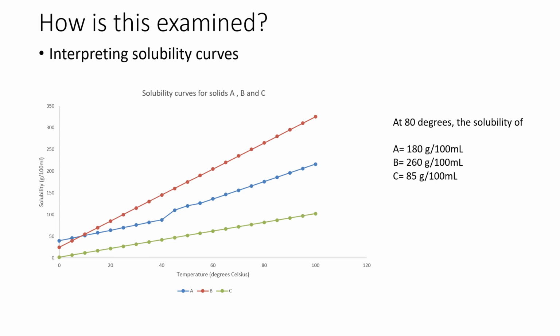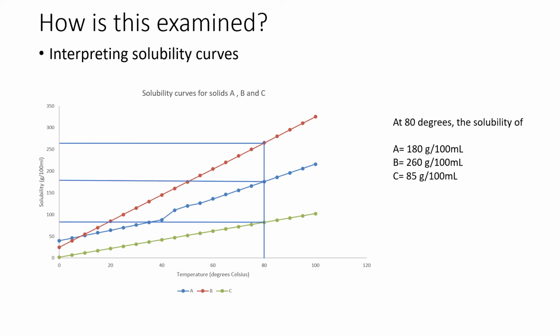You could be asked to interpret a solubility curve by, for example, reading off the graph and stating the solubility for a given temperature. If you look at this graph, we've got solubility curves for 3 different solids, A, B, and C. To figure out the solubility at any given temperature, we just need to read the graph. I'll show you here how to do it for 80 degrees C. We read up vertically from 80 degrees on the x-axis and you can see where it crosses the three different plots. Then we read along horizontally until we reach the y-axis, and we read off the values.